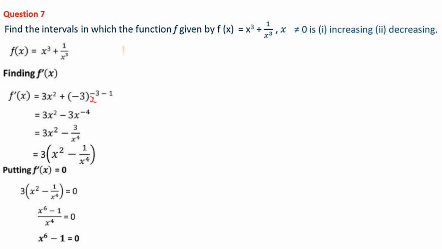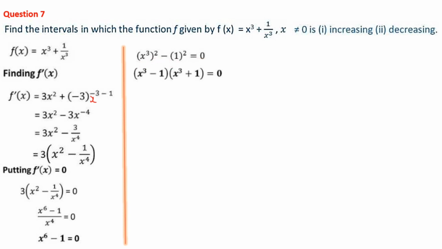This one we can convert into the form a square minus b square. That means x power 6 we can write as x power 3 the whole square, 3 into 2 is power 6. Minus 1 we can write as 1 square, equal to 0. Now this is in the form a square minus b square equal to 0. A square minus b square we know is a minus b into a plus b. Here a is x cube, b is 1. So x cube minus 1 into x cube plus 1 equal to 0.